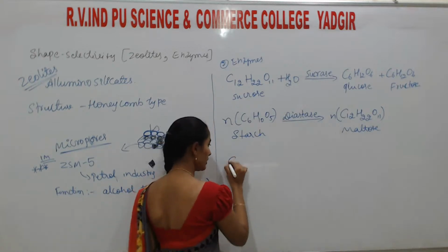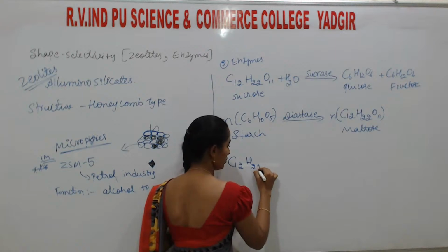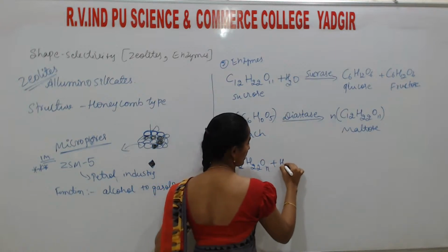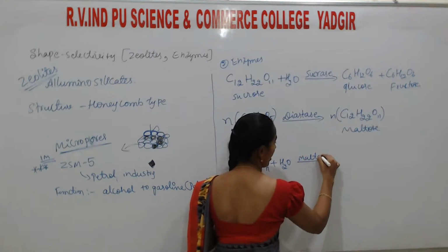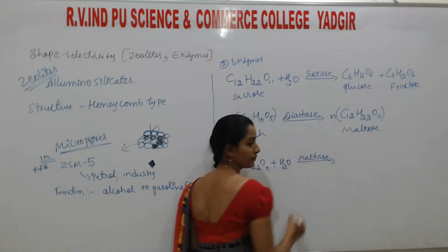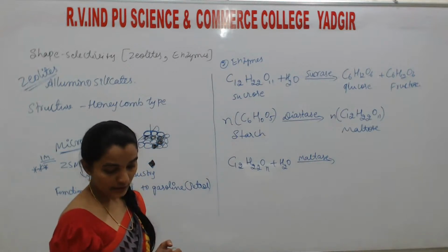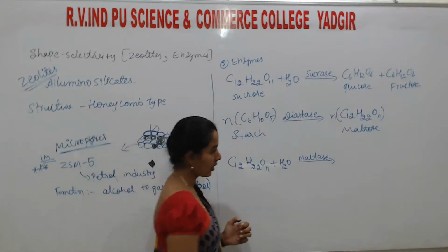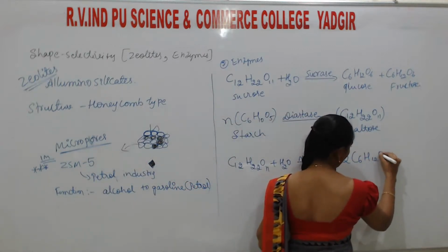Again, consider this maltose, C12H22O11. It undergoes hydrolysis in the presence of the maltase enzyme and gives two molecules of glucose, C6H12O6.